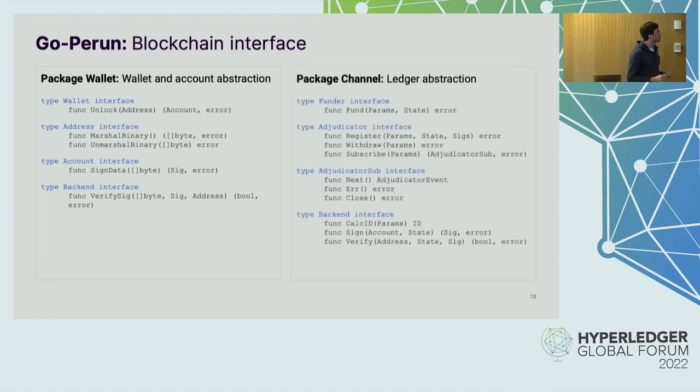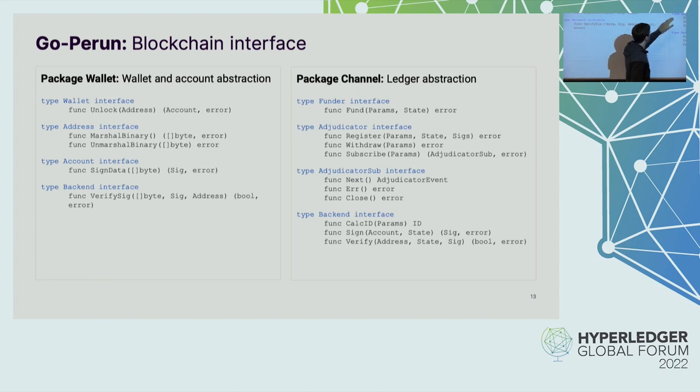And the ledger abstraction is on the right-hand side. For opening the channel, we use the funder abstraction, which basically must make sure, so an implementation must ensure, that when you call fund, you specify the channel parameters that have been agreed upon in the opening protocol and the initial state, and then the funding transaction should make sure that the funding is done into the on-chain contract. Then we have the adjudicator, which is basically the dispute resolution mechanism and also has the settlement and withdrawal capability.